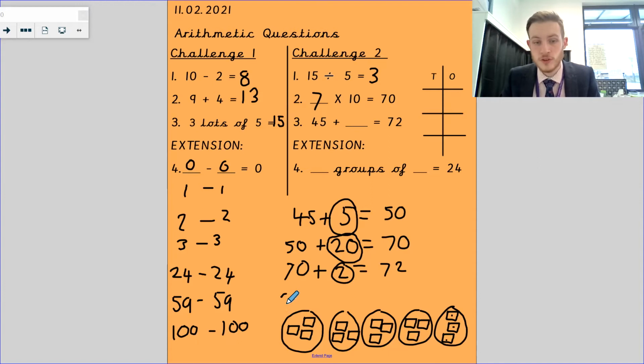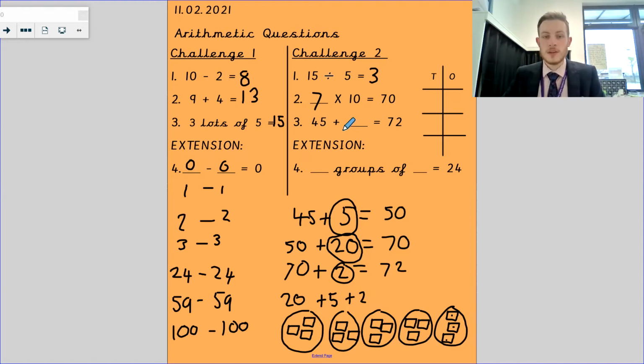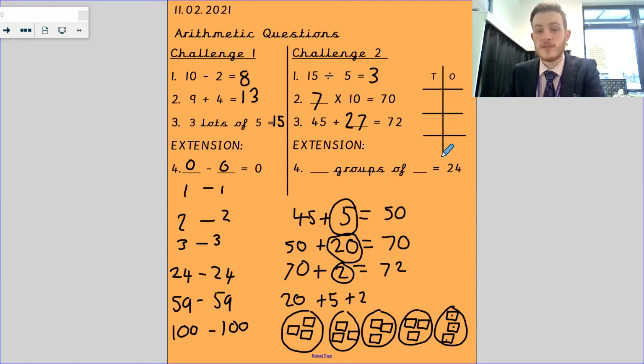So now I just need to add up all of those numbers in my circles. So biggest number first, 20. Add in the next biggest number, which is 5. Add in 2. 20 add 5 is 25. Add 2 more, 26, 27. So the answer would be 27. You can check by doing this tens and ones by doing your 27 again, by adding in your tens and ones of your 45 and 27 to see whether it makes 72.